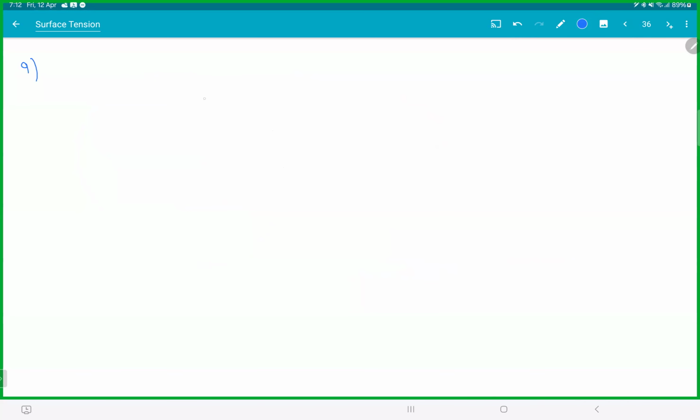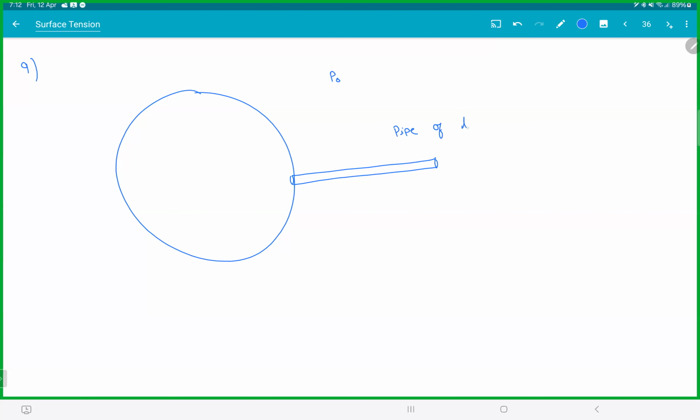We have a soap bubble. Outside the pressure is P naught. You connected a thin pipe. This is a pipe of length L and radius r. Outside is also P naught, and this is a soap bubble. Surface tension is S, and this radius is capital R. Now, the pressure inside is more than outside, and eta is the coefficient of viscosity of air.